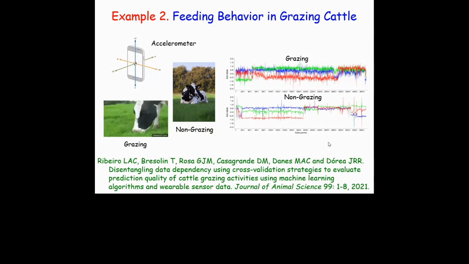But this was just to classify animals, each time, if the animal is grazing or not grazing, and we use an accelerometer. So you have an accelerometer attached to the neck of each animal, and then it's very clear the difference when animals are grazing because of the movement that they have, or when they are not grazing, ruminating or resting. Okay?